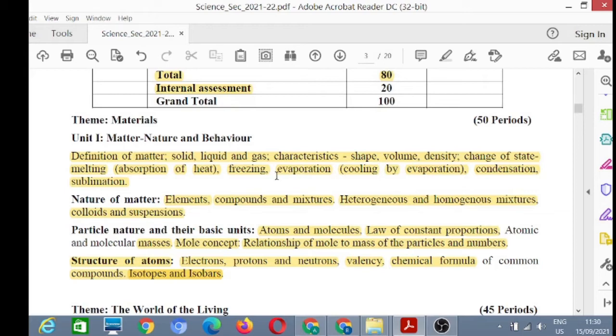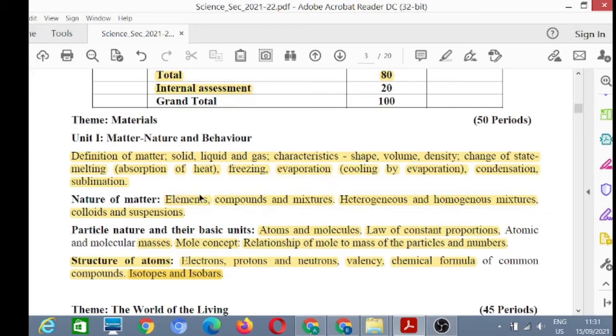Then in change of state, we have different processes like melting, then we have freezing, then we have evaporation, then we have condensation. These are processes which change the state of matter. For example, in melting, change of matter is from solid to liquid, and in evaporation, change of matter is from liquid to gases.